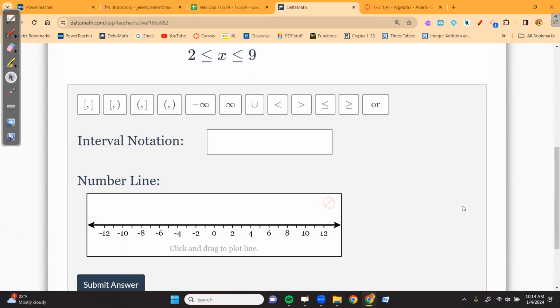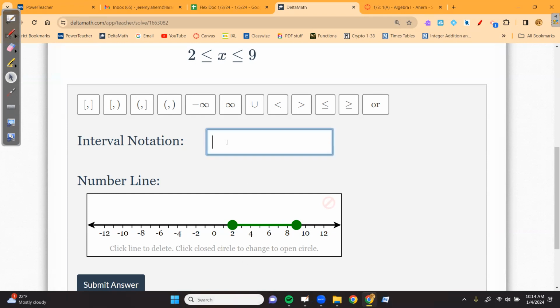Can you describe this to me? What does this interval do? How does it behave? Just using English, where does it go? From where to where? It goes from 2 to 9. So I'm going to click on 2. I'm going to drag until I get to 9, and I'm going to let go. Do you like those circle boundaries closed, or do you want them open? I like them closed. So let's leave that the way it is.